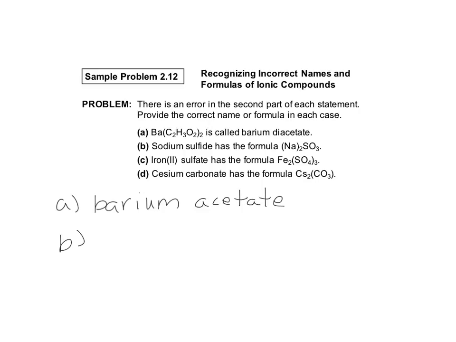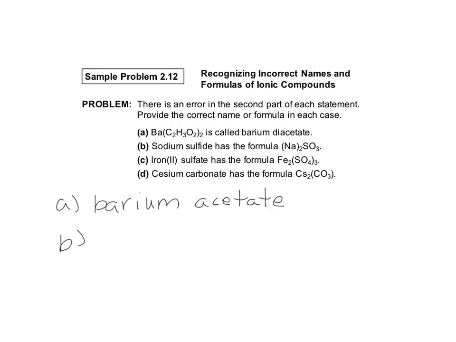Now part B. This time the name is correct, but the formula is incorrect. The name says I have sodium sulfide. That's the "ide" ending, right? So that should be sulfur. I can immediately see what's wrong. This is the sulfite polyatomic ion. The name says sulfide, so I should just have sulfur here.